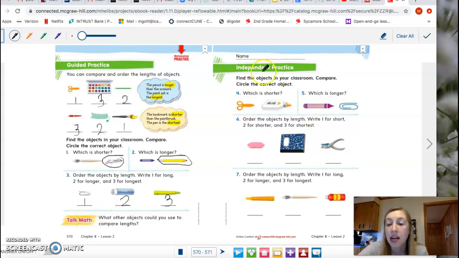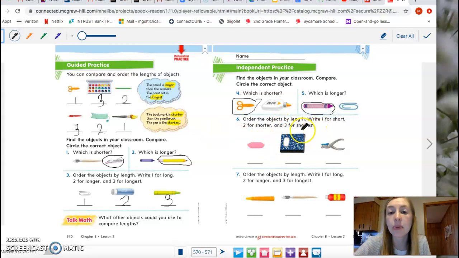All right, back to ER, number 4, which is shorter? Scissors or glue? Looks to me like those scissors are shorter. Number 5, which is longer? Two things, ER. Which one is longer? I'll let you circle it. Good job, the crayon is longer. I wonder what color that is, some kind of purple.